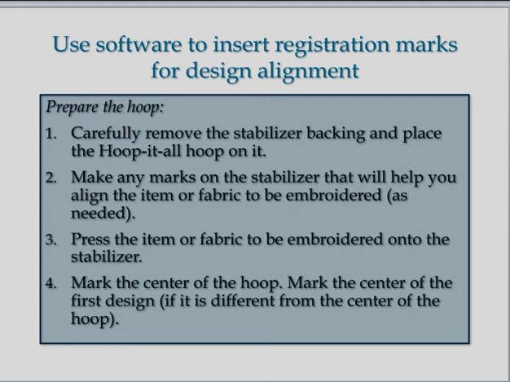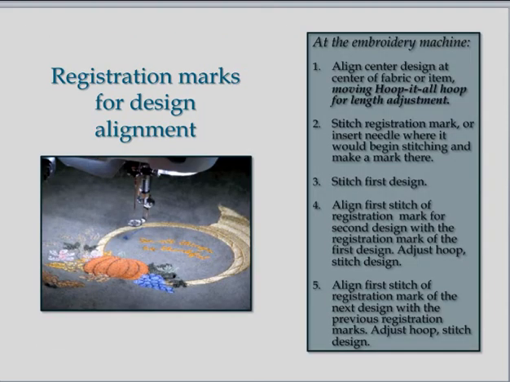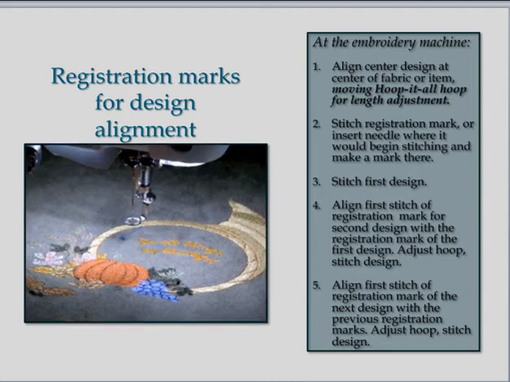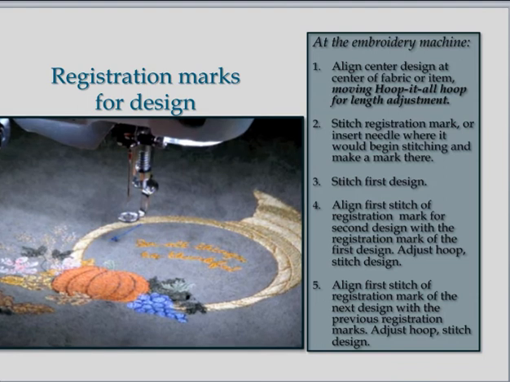The way I align this project, I mark the center of the hoop and then align that mark with the center of the Hoop It All bracket at the embroidery machine. Then I centered my first design in the hoop, making a slight position adjustment of the width with my machine. Place the Hoop It All hoop in the embroidery machine and align the hoop lengthwise with the center of design marking. Use the machine needle to help with aligning length and width.